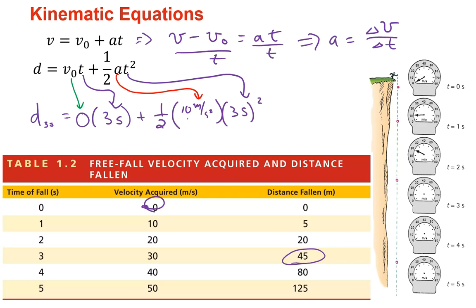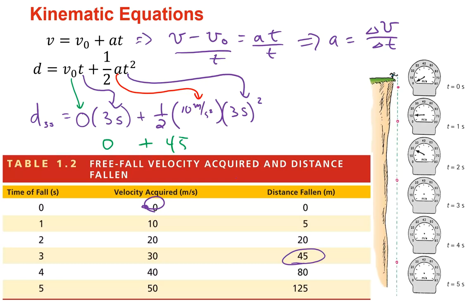So 1/2 times 10 is 5, and then 3 squared, 3 times 3 is 9, 5 times 9 is 45. So this is equal to 0 plus 45. Now let's look at the units. Units are an important thing. You might remember from the first or second lecture, I talked about how units are important. It could be 45 miles, it could be 45 meters, it could be 45 millimeters. You need to pay attention to your units.